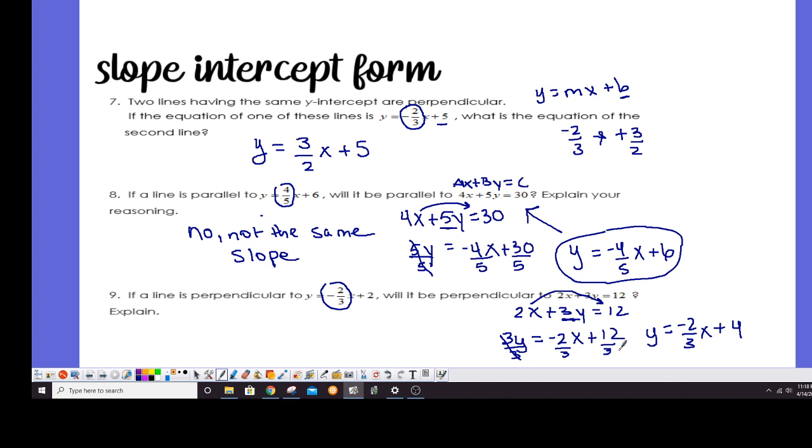So looking at the slopes, it says if a line is perpendicular to this line, will it be perpendicular to this line? Yes, because we're talking about another line being perpendicular to this. So as long as these are the same, then the line they're talking about will be perpendicular to that. So that's a trick on words right there, but yes, it would be.